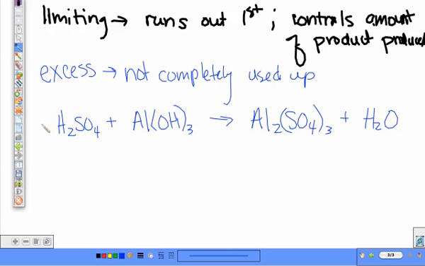So to balance it, we need 3 sulfates, so I'm going to put 3 here. We need 2 aluminums. Now let's check our hydrogen and oxygen. There's 6 here, plus 3 times 2 is 6, so a total of 12 hydrogens and 6 oxygens. So I think we can just put a 6 there. That should be balanced.